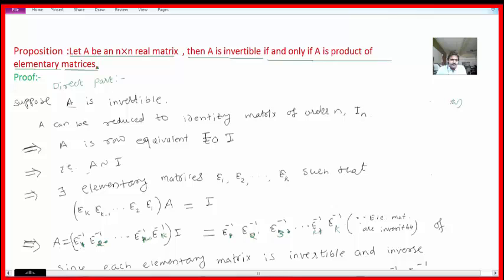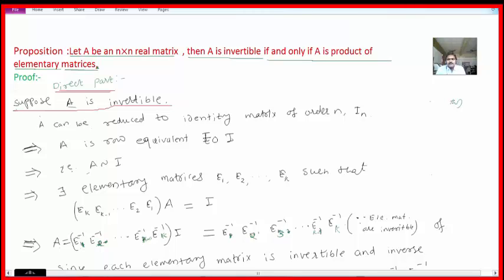In the first part, we will see the proof that A can be written as a product of elementary matrices if A is invertible. That is the direct part. For that, we have to suppose A is invertible. Suppose A is invertible means what?